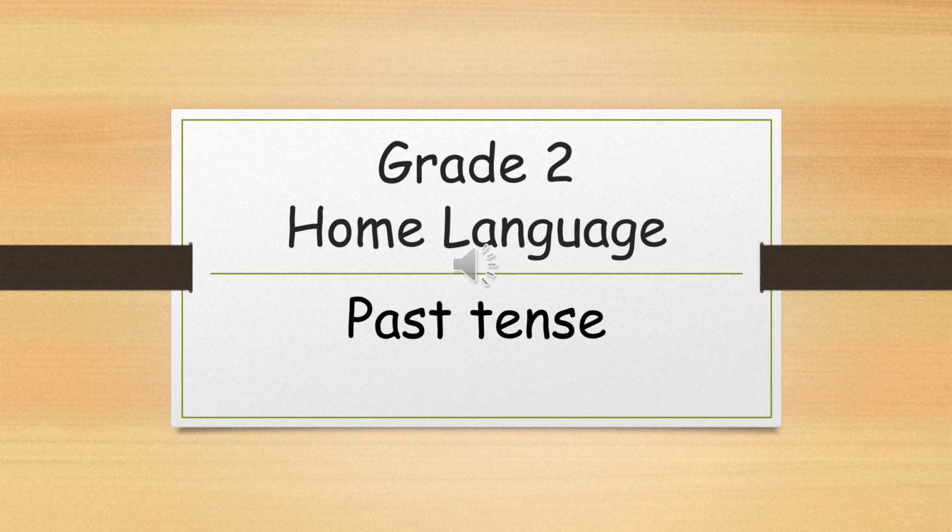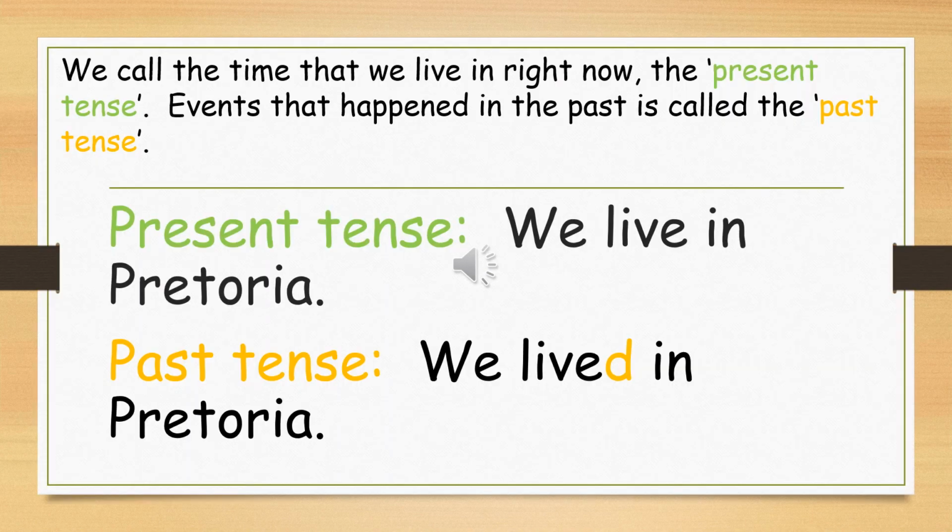Grade 2 Home Language, Past Tense. We call the time that we live in right now the present tense. Events that happened in the past is called the past tense.